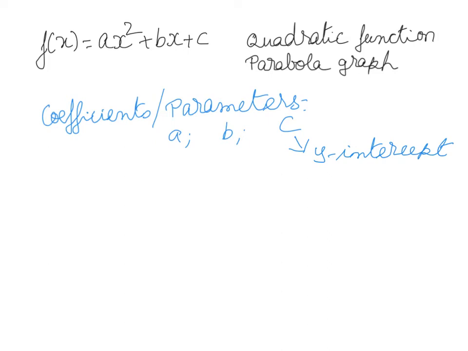In this video, I'm going to discuss the quadratic function, or parabola graph. A quadratic function is given by f(x) = ax² + bx + c. a, b, and c are called the parameters. We also call a and b the coefficients, and c is called the y-intercept.